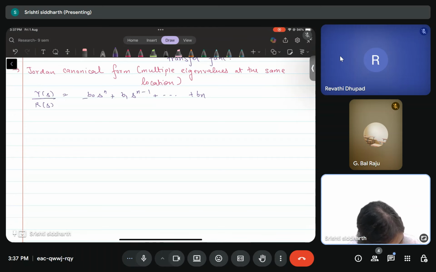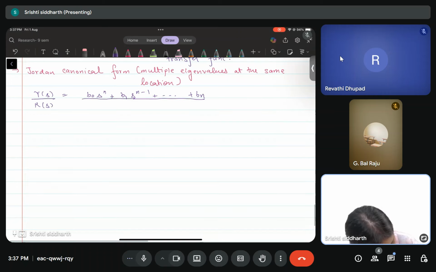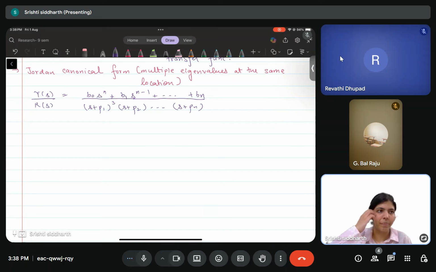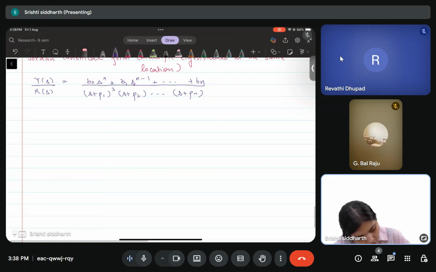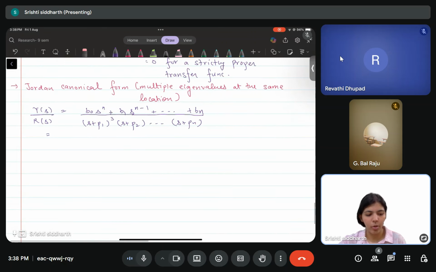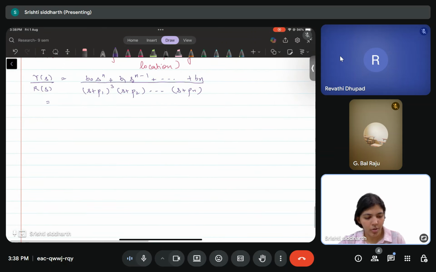Okay. Now let's consider the case where maybe the first eigenvalue is repeated 3 times. So s plus p1 cubed, then the rest are distinct eigenvalues, s plus p2 till s plus pn. So we have already looked at the partial fraction expansion of repeated poles, and we want to use that to write the Jordan canonical form. So let's rewrite this transfer function first.